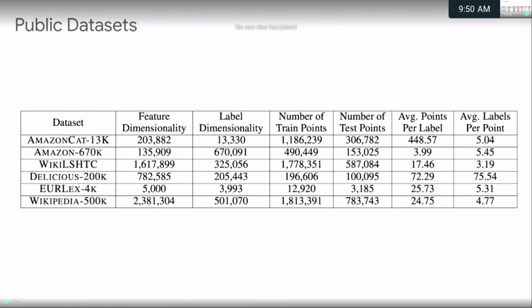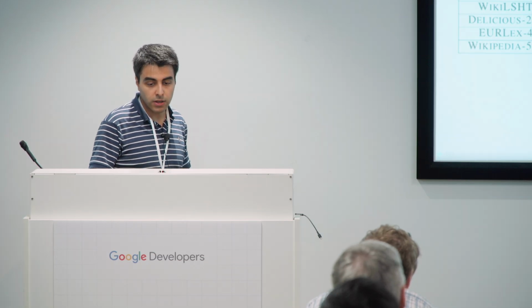So these are the public data sets. If you take a look at the papers in classification with large output space, these are the benchmarks that people test their methods on. You can see that they're mostly related to Wikipedia or Amazon reviews. So feature dimensionality, label dimensionality: for example, Amazon 670K has 670K labels. Here are the number of training points, number of test points, average points per label, and average labels per point. So these are challenging problems. For example, for Amazon 670K, the number of training points is less than the number of labels that we have. So it's really a challenging problem to solve.